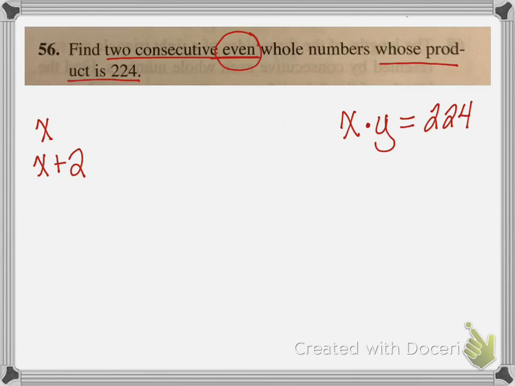So what I've got now is, instead of using X and Y as the two numbers that I multiply together, I'm going to multiply X and X plus 2 together. And I can write that like this: X times X plus 2. And I have dealt with the two consecutive even whole numbers.